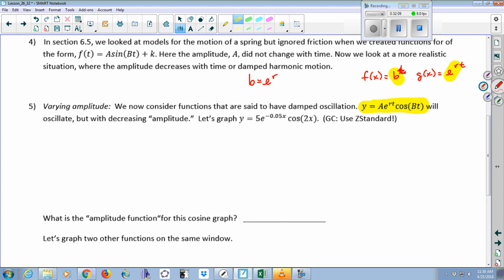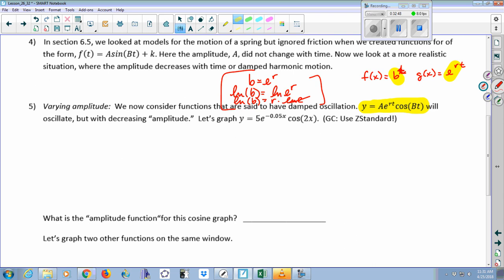Suppose you know b, but you want to put it into a continuous growth model, you have to find r. In order to do that, r has to come out of the sky, so you take the natural log of both sides. And we know from our work with logs that the r comes down in front, and the natural log of e is just 1. So r will be the natural log of b. That's just a quick little thing that you can use.